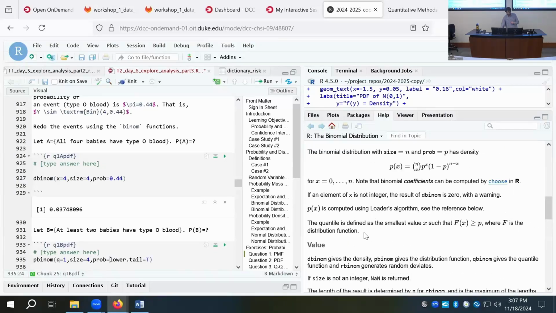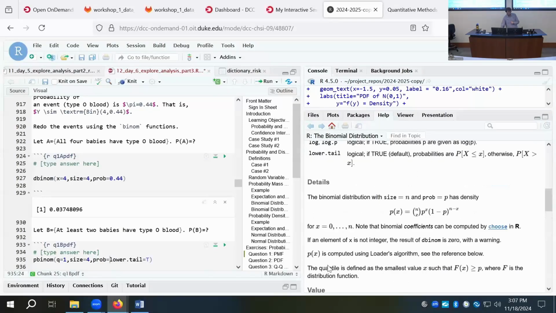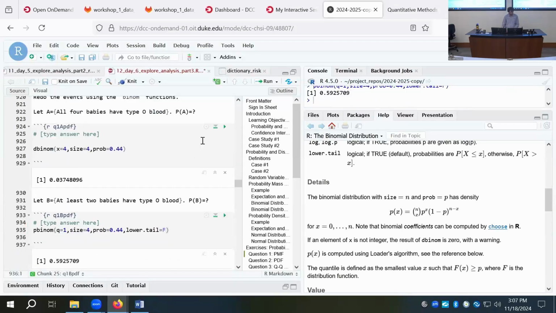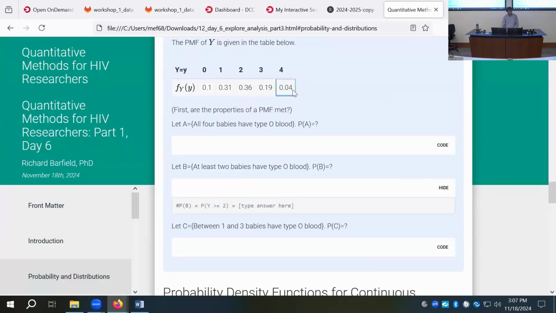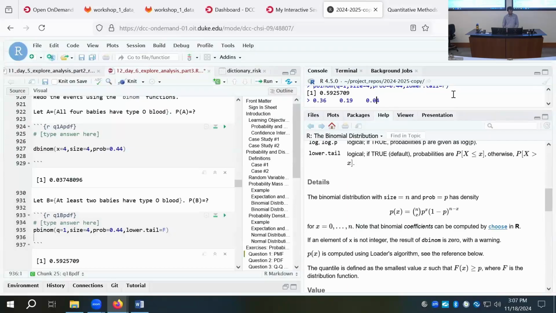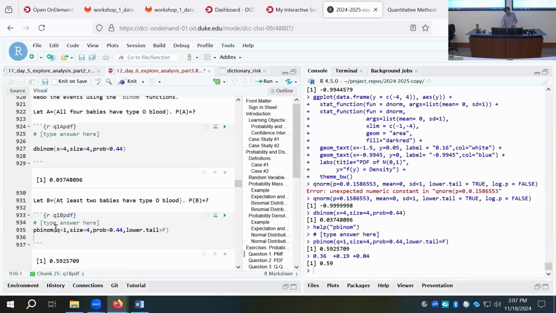Okay, the quantity x, all right. So probability equals 0.44. Lower tail, what does that give us? 0.592. See, what was it prior? At least 2 babies have type O, so that was 0.36. So I'm going back to make sure. Okay, yeah, so that gives me 0.5, right? So they're about equal.